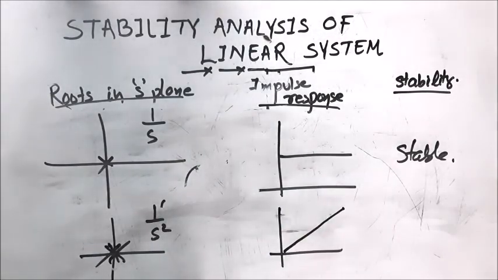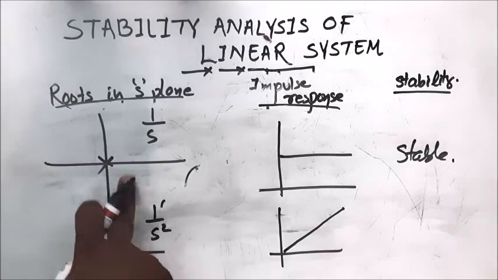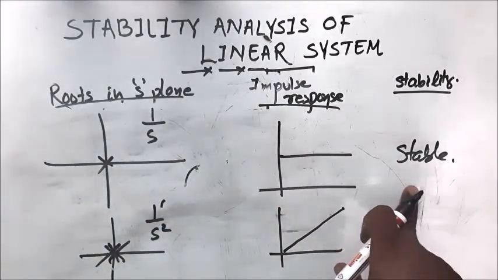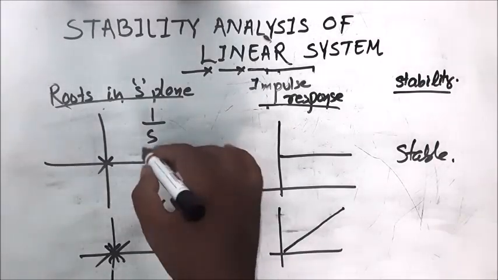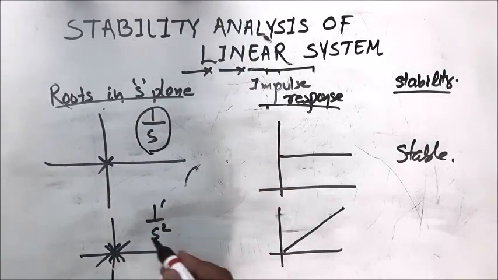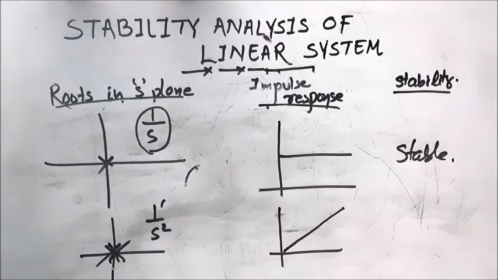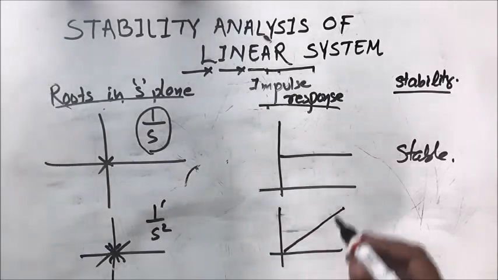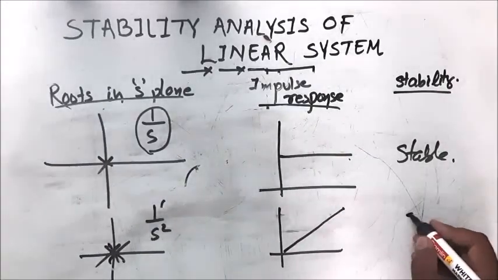Someone asked me a question in the previous lecture: sir, why does one pole at the origin give a stable system, while more than one pole at the origin does not give a stable system? This is because if you take this as constant and integrate again and again, that means if you increase the denominator s term, the integration increases, and the integration of the step signal is the ramp signal, and this becomes unstable.